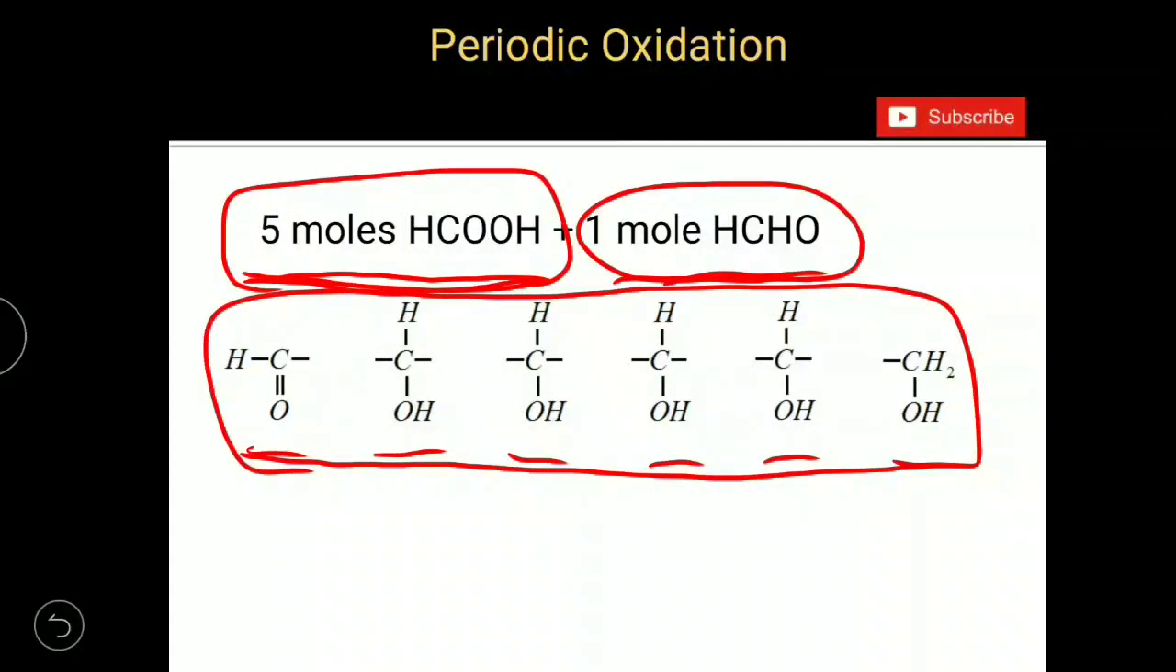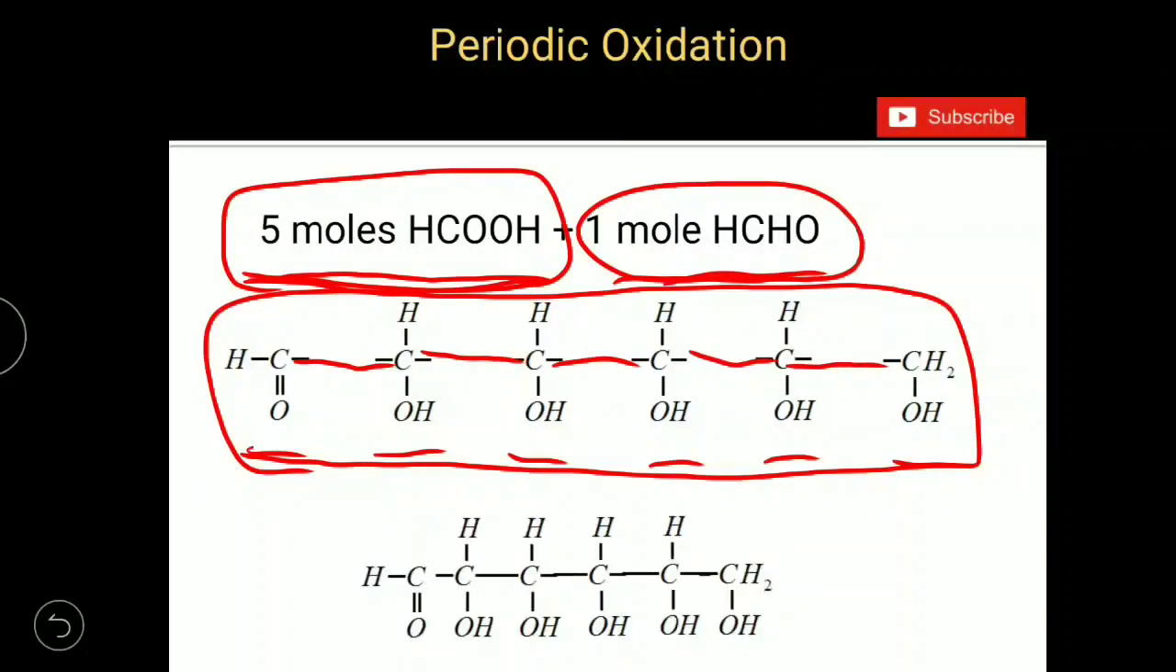So these are the groups we can have in the given compound. Now when we join all these groups to each other, you will get the possible structure of the reactant molecule. So this will be the structure of the molecule which undergoes periodic oxidation to give 5 moles of formic acid and 1 mole of formaldehyde.